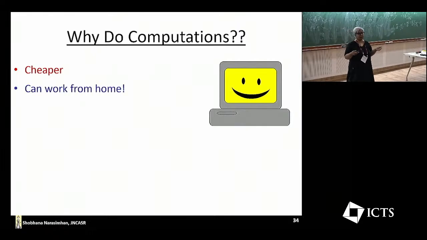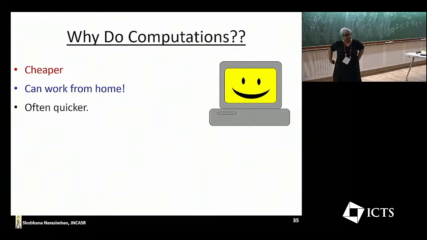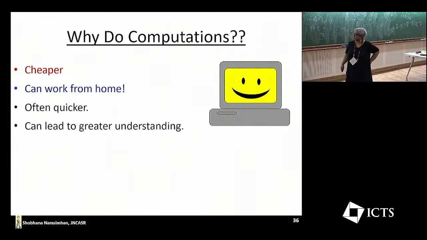I put "can work from home" partly as a joke, but believe me, when the pandemic was on and when the lockdowns were in place, it was something we really appreciated, that we could work from home, which the experimentalists couldn't do. I have also found that, for example, I had a postdoc in my group, and she was the mother of two very young kids. And she found it very hard to combine that with being an experimental physicist. And she switched careers, switched fields to being a computational physicist, because then she could work more easily from home. Okay. It's often quicker. An experiment can take very, very long to do, but the calculation is easier, quicker.